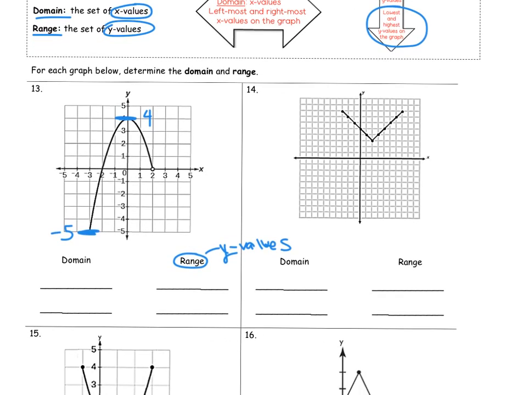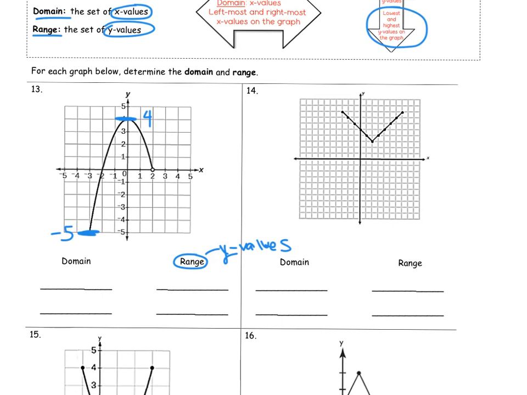So my range, if I'm going to write this in set builder notation, I'm including -5, and I'm going all the way to 4. I'm going from -5 to +4, and I'm including those values. If I want to write that in interval notation, because I'm including both of those points, we use the square brackets, and we're just going to write -5, 4.